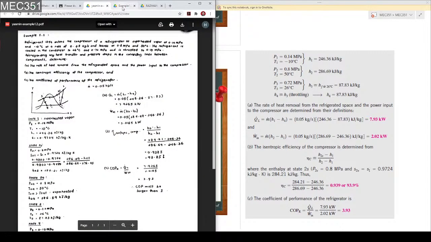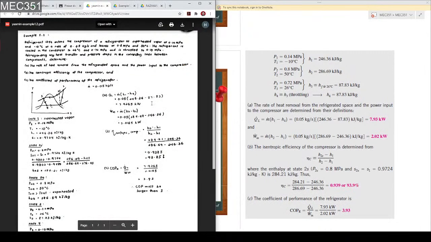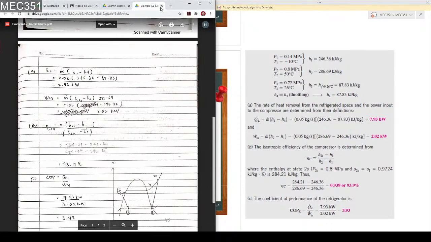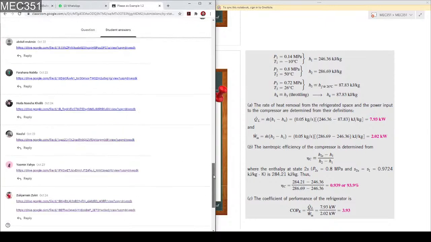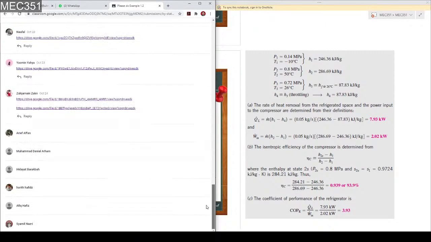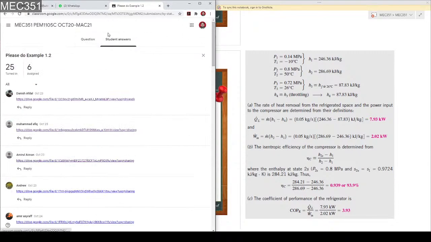This is not a graded assessment, which means there is no mark for your answers, but I need you to give me the answer, because from this I can know whether you understood our lesson or not. Thank you to all the students that tried to solve example 1.2, and make sure these 6 students do the answer next time. Okay?